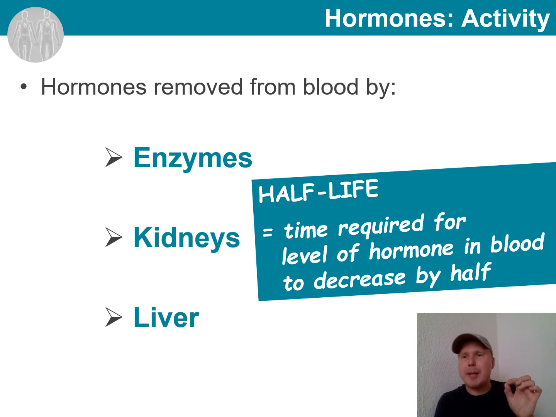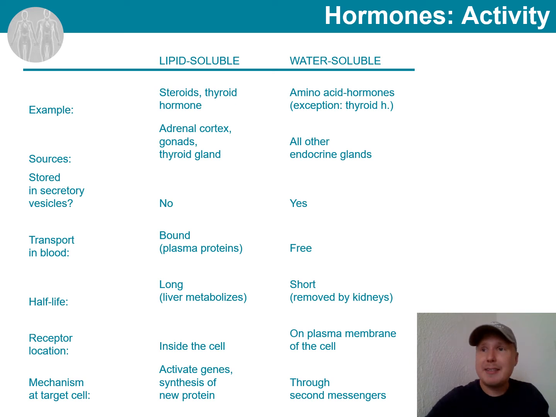And this gives us the concept of half-life. Half-life of a hormone is the time that it takes for a hormone concentration to decrease by half. For some hormones, this may be just minutes, while for others, it can be weeks. So there's a lot of variation here from one hormone to another. And this depends on whether the hormone in question is water or lipid soluble. This is a rather nice table that I put together based on your textbook, summarizing the differences between water and lipid-soluble hormones. You can study it in more detail on your own time.